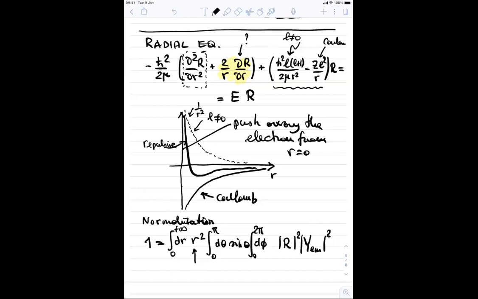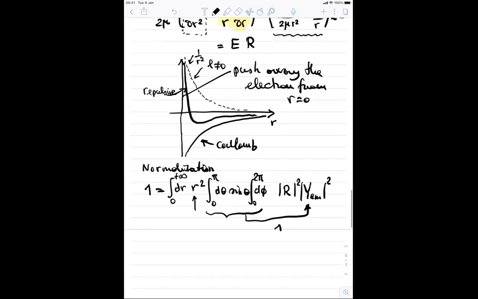Yes, it's precisely correct. Good. Let me go on. Now you see clearly that the integral over theta and phi of the Y squared is totally irrelevant because the spherical harmonics are already normalized to 1. So the condition that I want on the radial function R is that 1 is equal to the integral from 0 to infinity of r squared times the modulus squared of R.